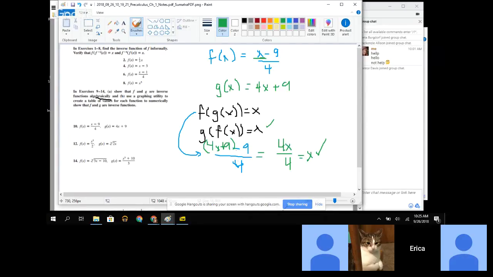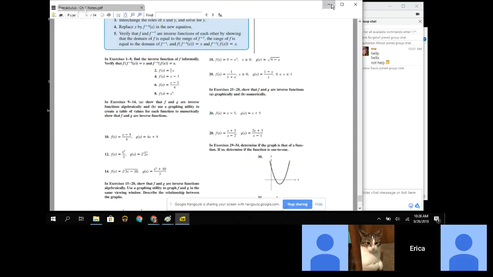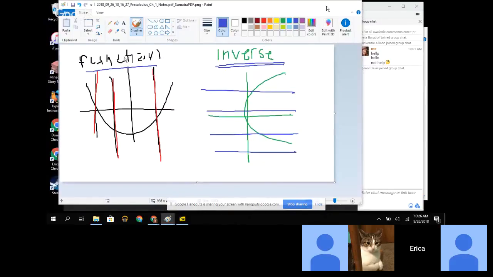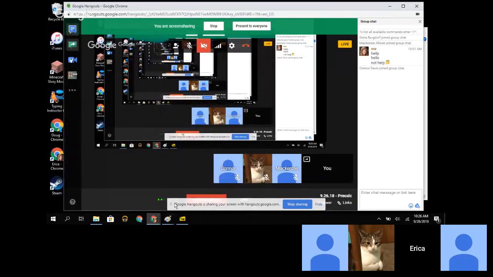And spoiler alert, that's going to check out. Now, the second part is use a graphing utility to create a table of values for each function to numerically show that f and g are inverse functions of each other. So if you have Desmos, what that's going to look like is, I kind of did this at the beginning. Got to get to Desmos.